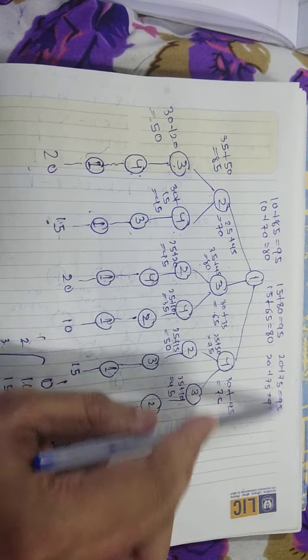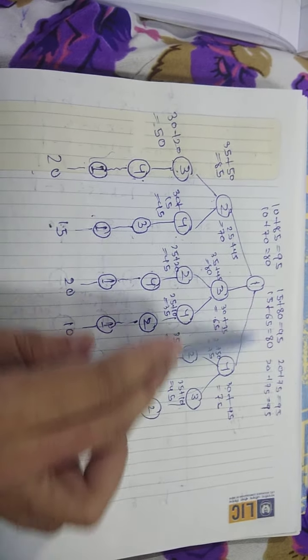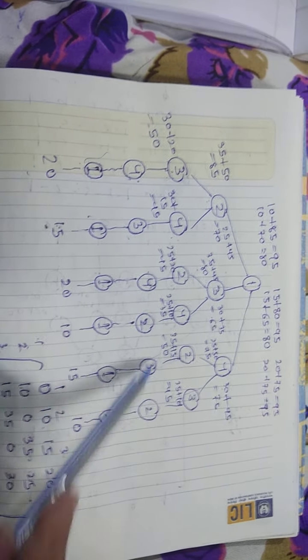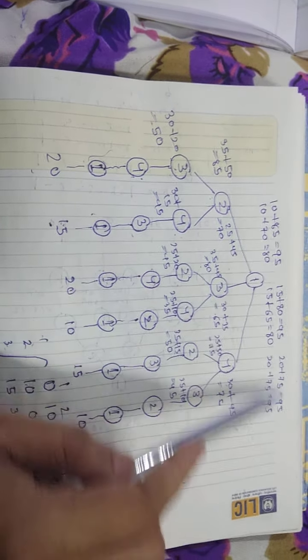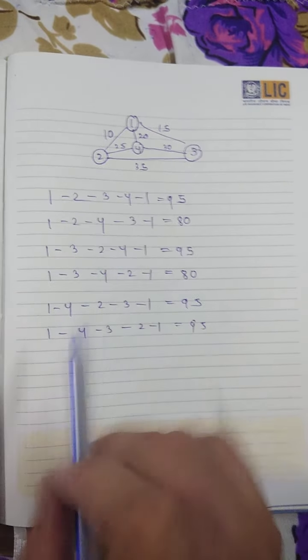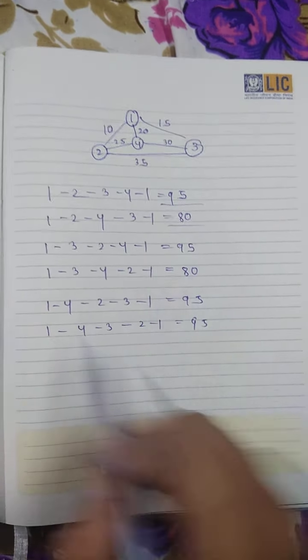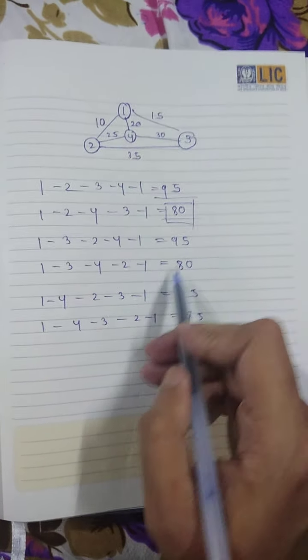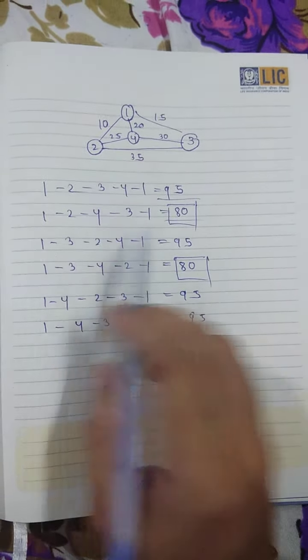So here I am showing all the costs of the paths, like 1 2 3 4 1, 1 2 4 3 1. Similarly all the paths, there are 6 paths, and what is the total cost. Okay, so here you have to calculate all the possible paths and the cost. From these costs we have to choose the minimum cost. Here see, this is the minimum cost, and this is also the minimum cost. So we can choose any one here.